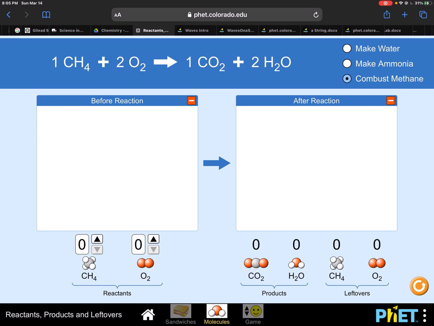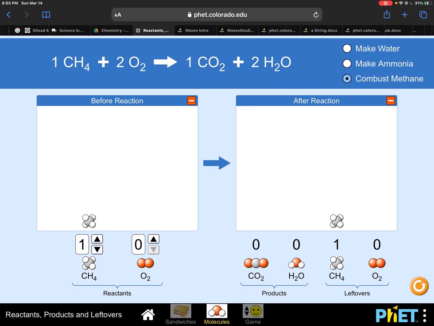And then last, to combust methane. Methane is CH4, carbon tetrahydride, and its common name is methane. The reactant is a combustion reaction with O2, and its products are carbon dioxide and water. 1 molecule of CH4 plus 2 molecules of O2 produces 1 molecule of carbon dioxide plus 2 molecules of water. That's the simplest way that this reaction happens.